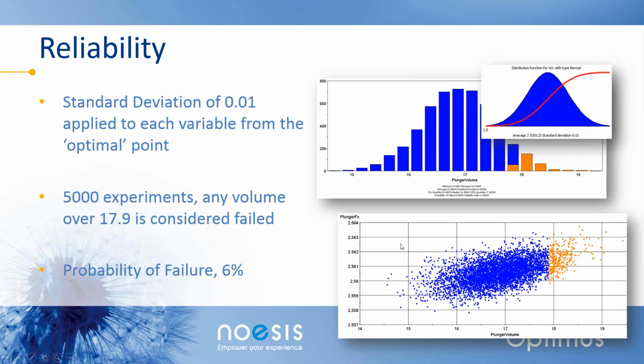We apply that distribution to each one of the input variables, and then we run 5,000 different experiments taking into account the distribution here. And what we found is that when we apply this distribution, only about 6% of the designs were larger than that 17.9 units. So what this tells us is that our probability of failure is only about 6%. That's within the range, which we had previously determined to be 10%.